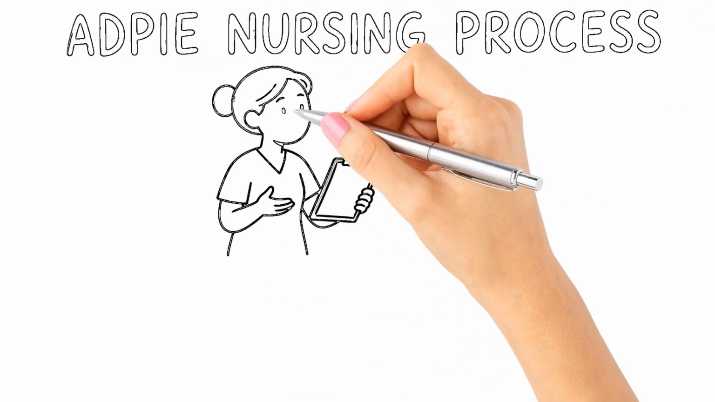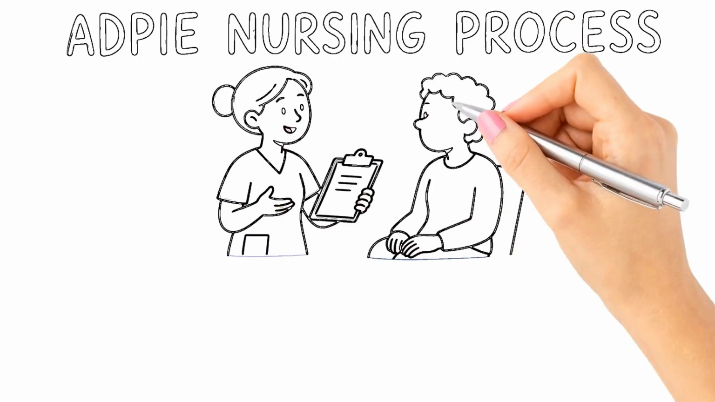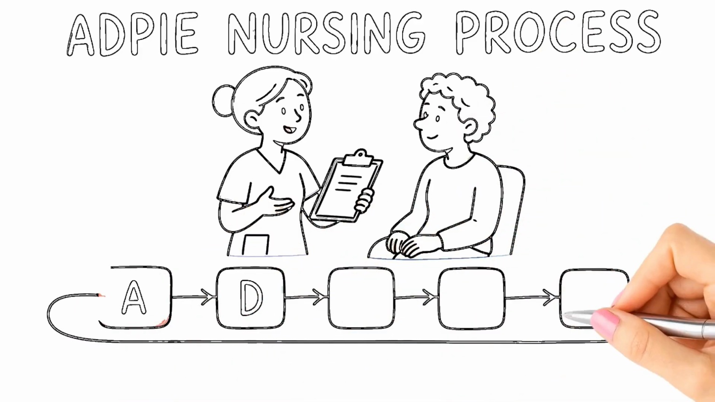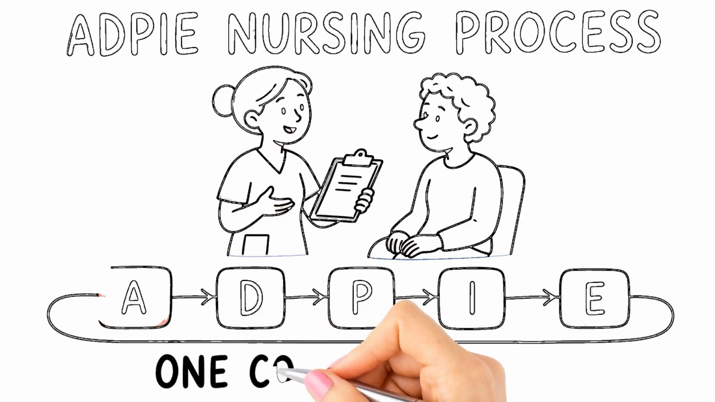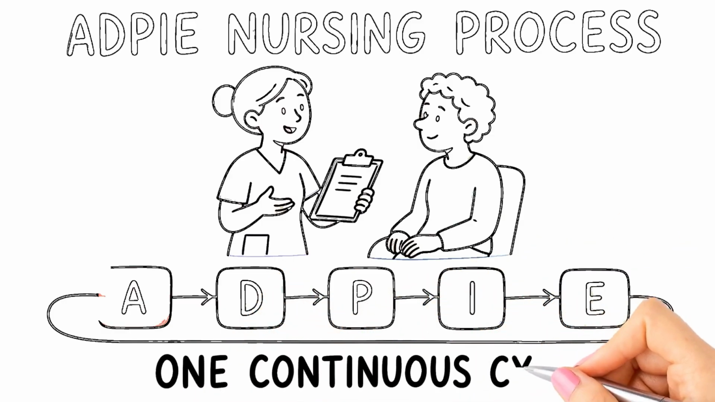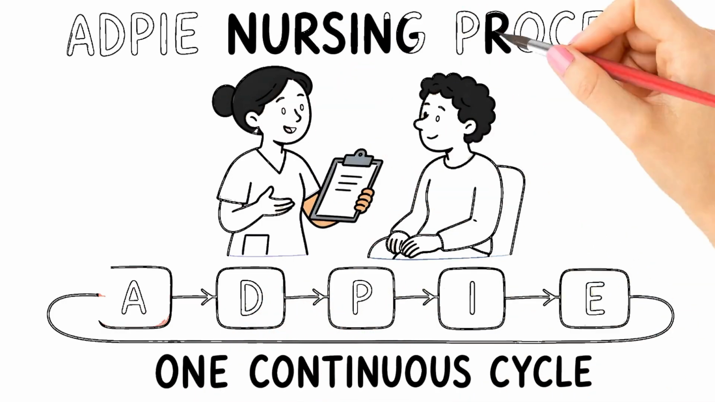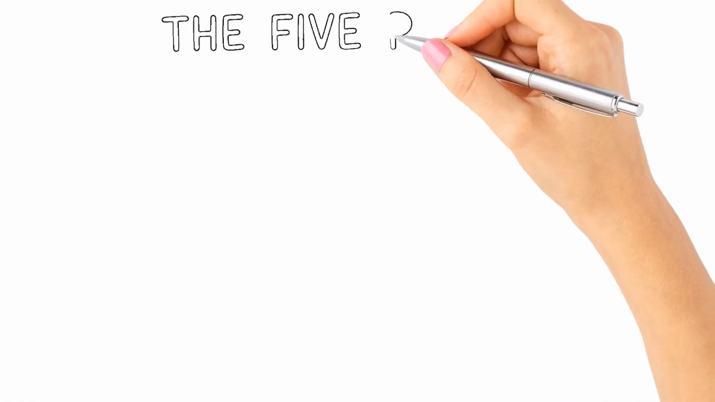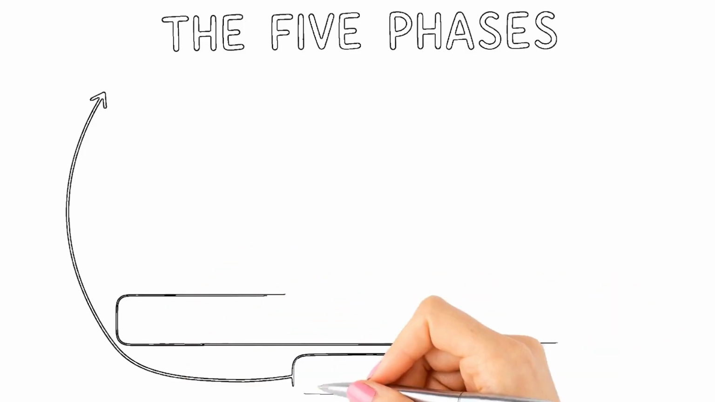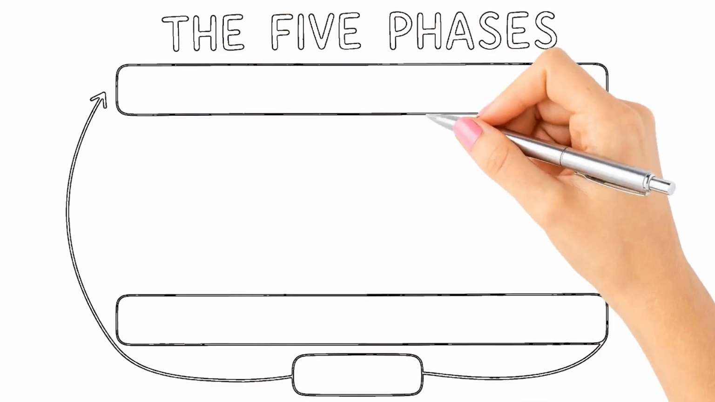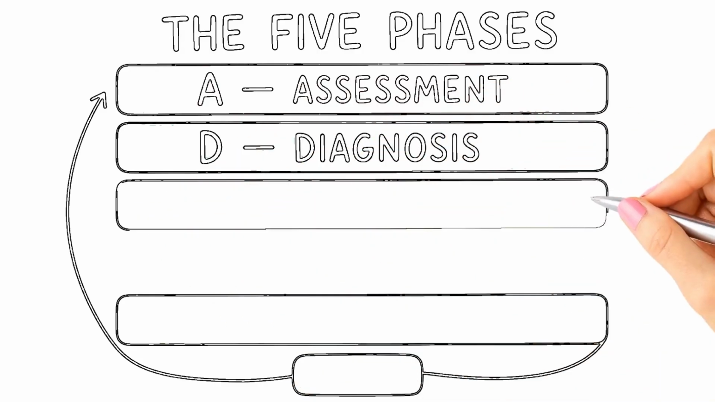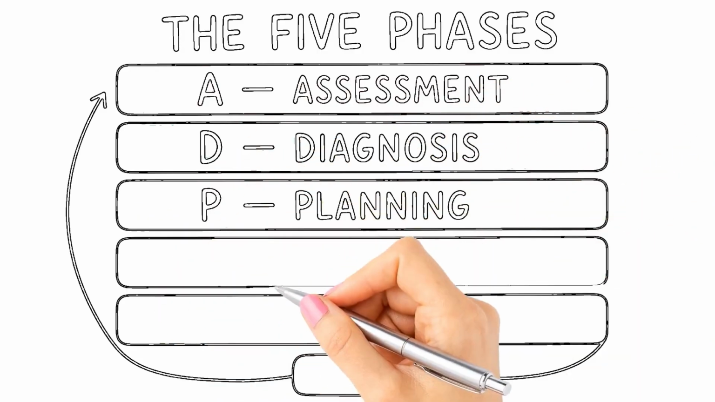ADPIE is a structured nursing process that helps nurses organize patient-centered care. Instead of treating care as isolated tasks, it connects data collection, clinical judgment, planning, action, and evaluation within one continuous cycle. The letters stand for assessment, diagnosis, planning, implementation, and evaluation. ADPIE is often pronounced "ADPIE."